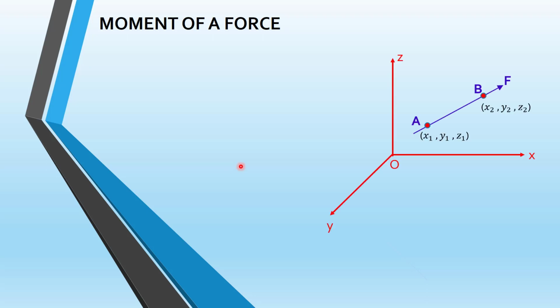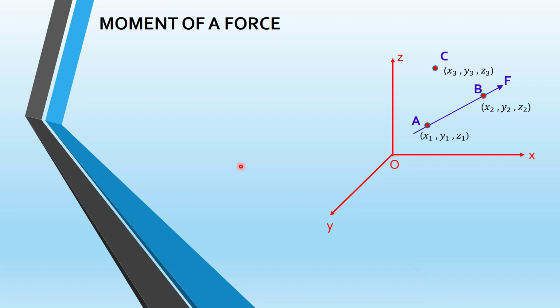Let us consider 2 points A and B. The coordinates of point A are x1, y1, z1, and the coordinates of point B are x2, y2 and z2. Let a force of magnitude capital F pass through these 2 points. So the line of action of the force passes through the points A and B. Now consider another point C whose coordinates are x3, y3 and z3, about which we need to find the moment of this force.